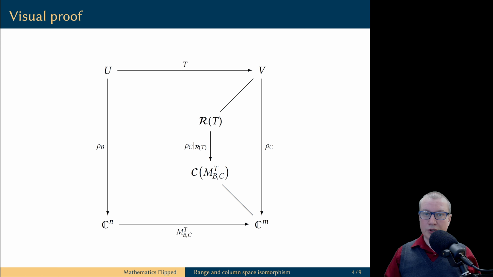Here is a picture of what is going on here. The big outer square is an illustration of the fundamental theorem of matrix representation through the linear transformation T. In particular, pay attention to the vector representation rho C that goes from the vector space V to C^m. The range of T is a subspace of V, and the column space of the matrix representation is a subspace of C^m. So we are going to consider the restriction of the isomorphism rho C to the range of T, and we will prove that this restriction becomes an isomorphism between the range of T and the column space.